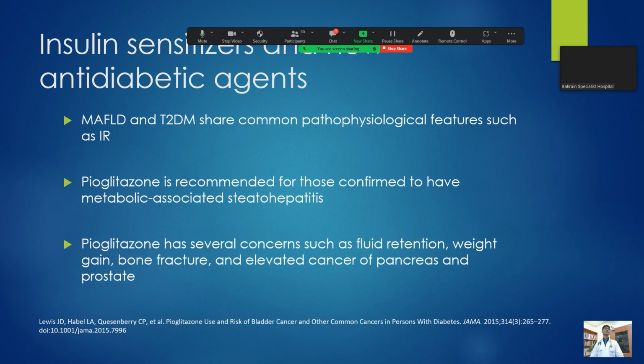Another is the other anti-diabetic agents, as we recently talked about pioglitazone, which is recommended for metabolic associated steatohepatitis in people with type 2 diabetes mellitus. But it increases the risk of fluid retention, weight gain, bone fractures, and certain risk of cancer, of the pancreas and the prostate.